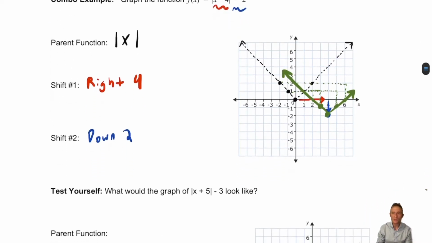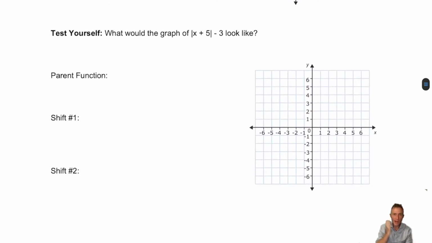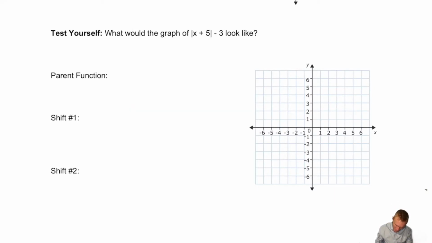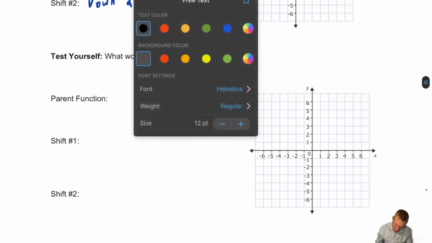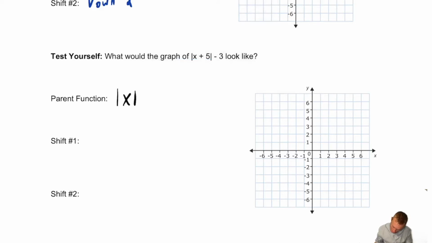So I want you to think about this next one on your own for a second. What if we had the absolute value of x plus 5 minus 3? I'll help you out by starting off with our parent function. We're still talking about our absolute value function. So everything you do is going to be based on taking a transformation of this dashed absolute value function with vertex at the origin that I've talked about. So I want you to think through the shifts, tell me what the shifts are, and then tell me what this new graph is going to look like.